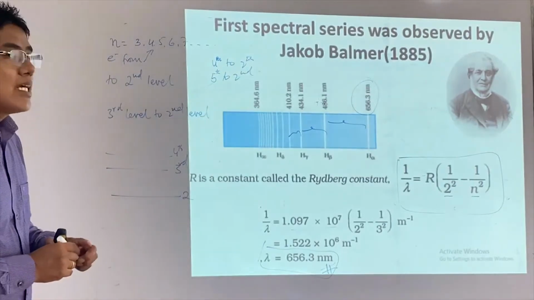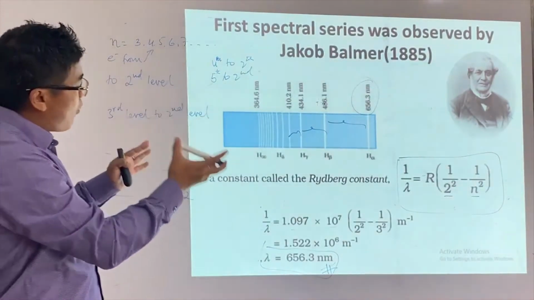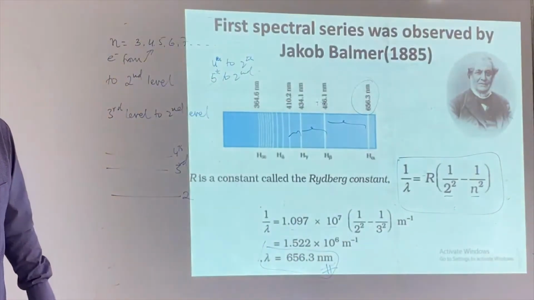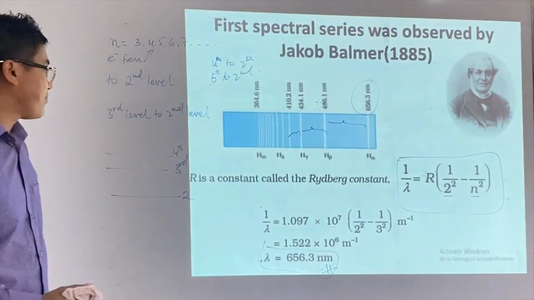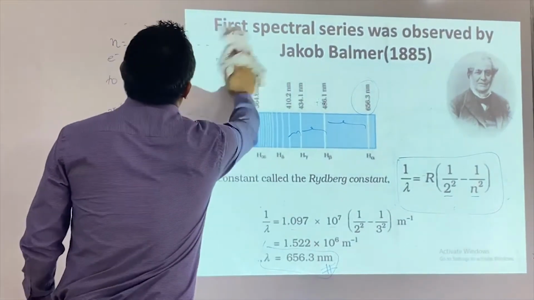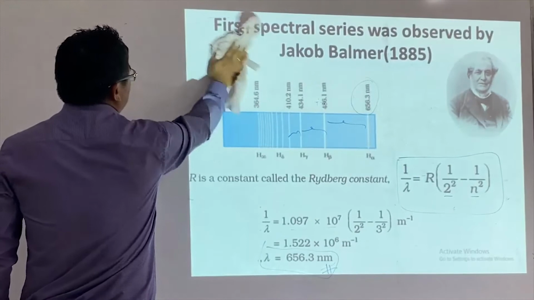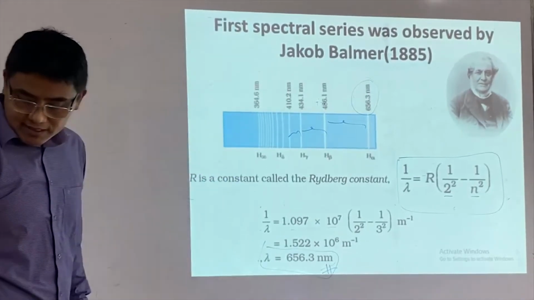This formula was derived empirically by Balmer, right? So later, scientists found a few more spectral series, right?